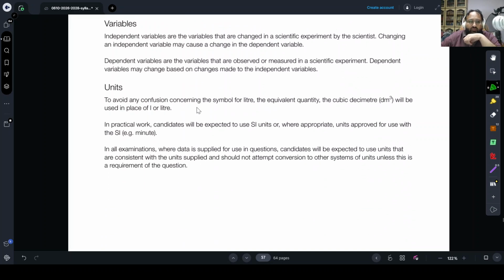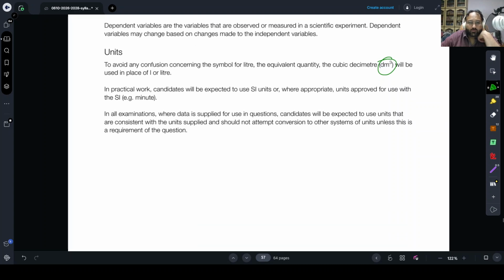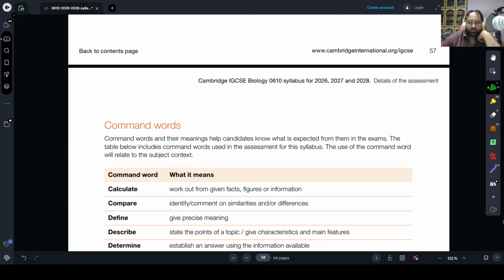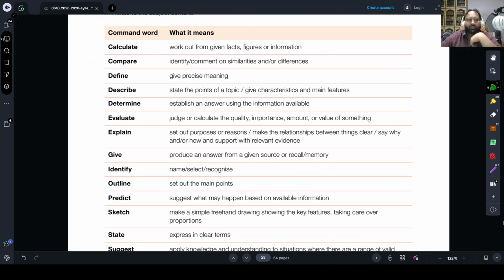To avoid confusion concerning the symbol for liter, the equivalent quantity for cubic decimeter will be used in place of 1 liter. So wherever there's liter involved, they're going to use decimeter cube. So 1 decimeter cube is 1,000 ml, which is 1 liter.